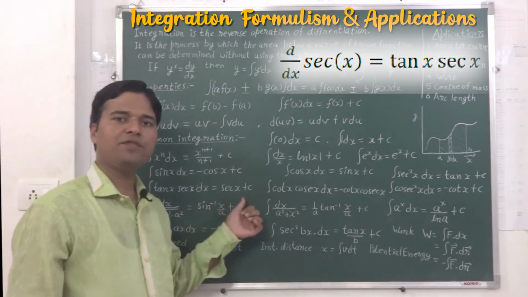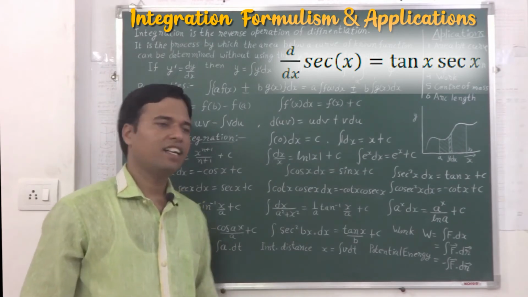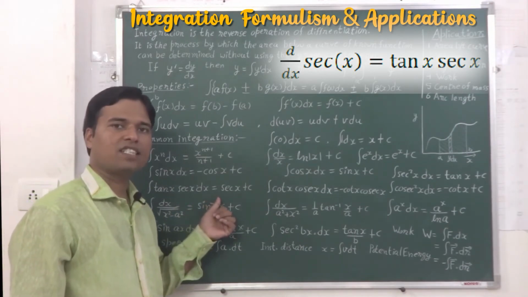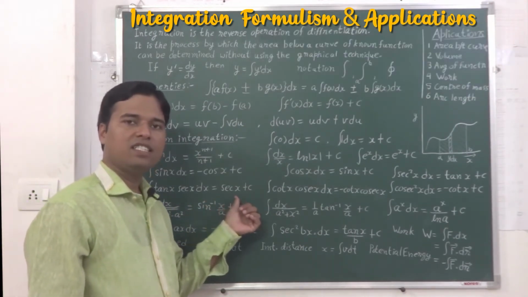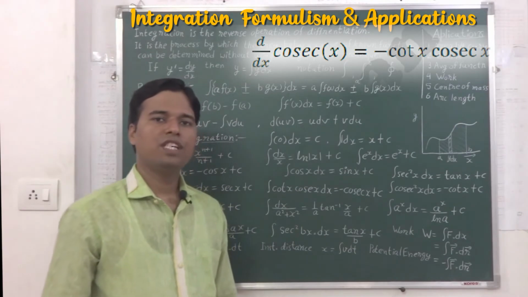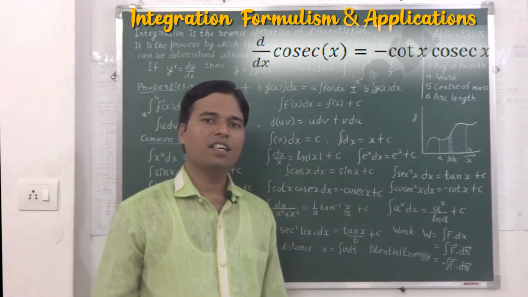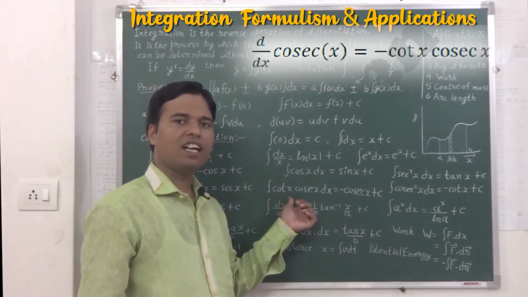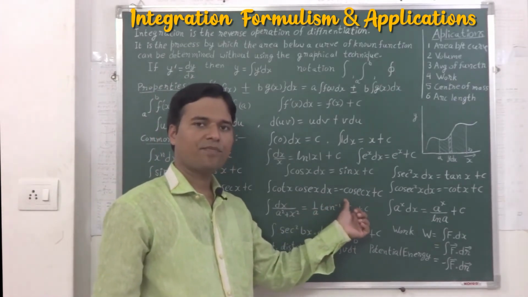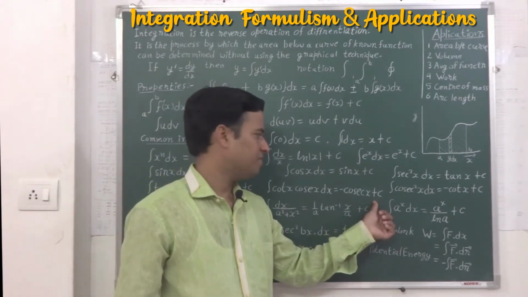If you get the derivative of sec of x, then you will get tan x sec x. So if you get the integral of tan x sec x with respect to x, you will get positive sec x plus c. If you get the derivative of cosec x, you will get negative cot x cosec x. But if you get the integral of cot x cosec x with respect to x, you will get negative cosec of x plus c, that is integration constant.